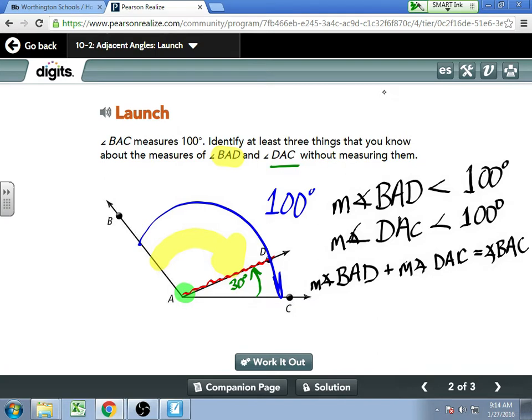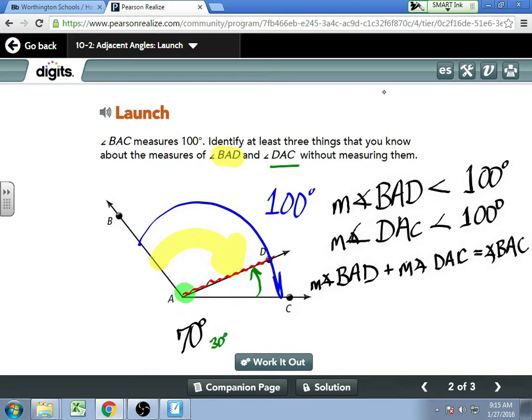So what if I tell you that DAC is 30 degrees? Oriana? BAD would be 70. Yeah, BAD would then be 70 degrees. It will be whatever the difference is between them. So that actually looks bigger than 70. It looks bigger than a right angle, actually. But if I told you that my small angle is 30, my big angle would have to be 70.